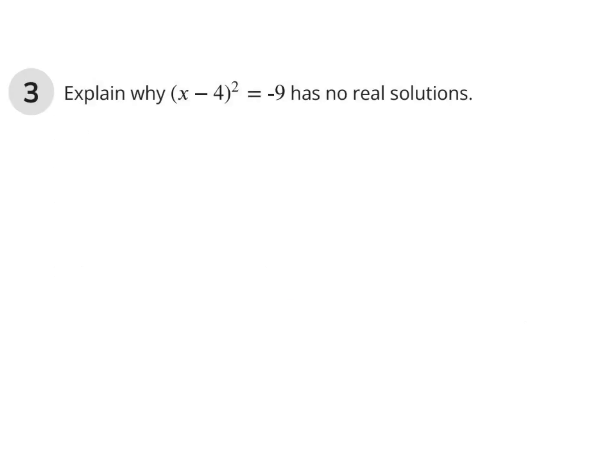Okay, let's explain why the quantity x minus 4 squared equals -9 has no real solutions. When you take the square root to get rid of the square, the square root of -9 is not real. So there are no real solutions.